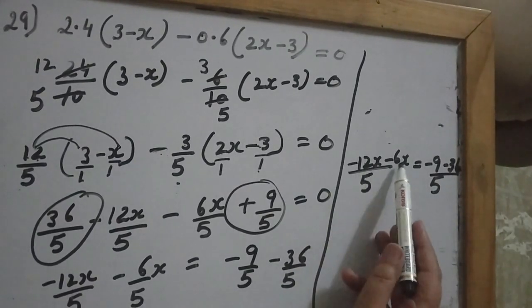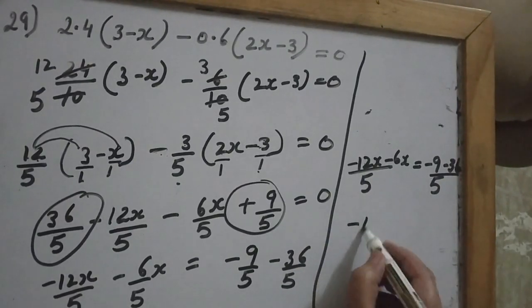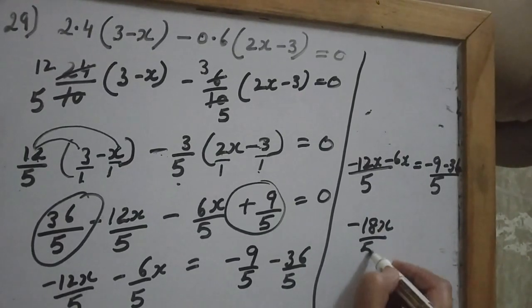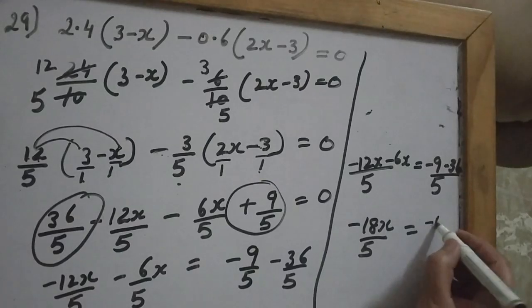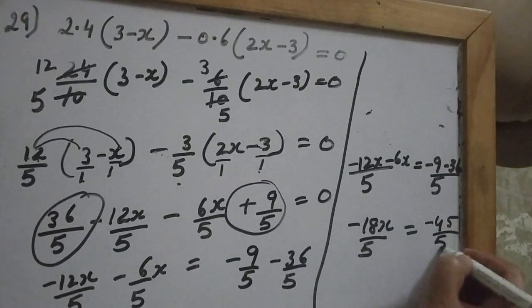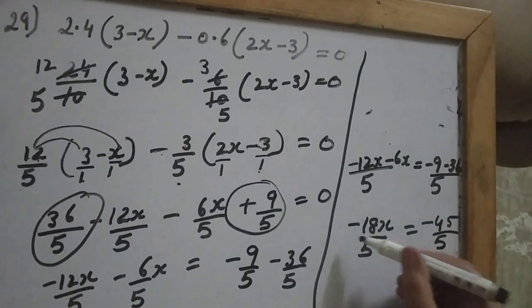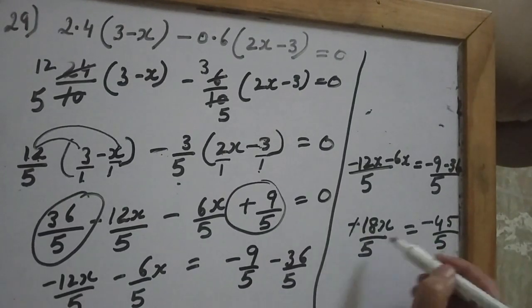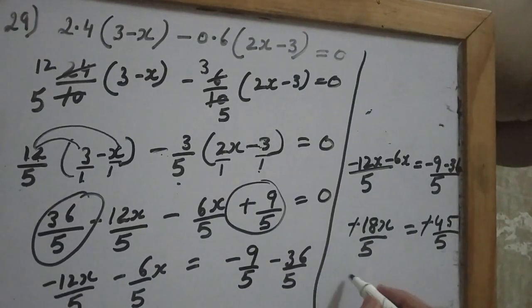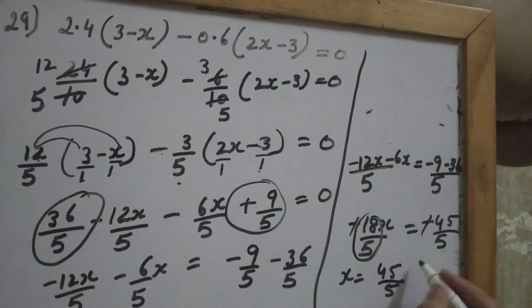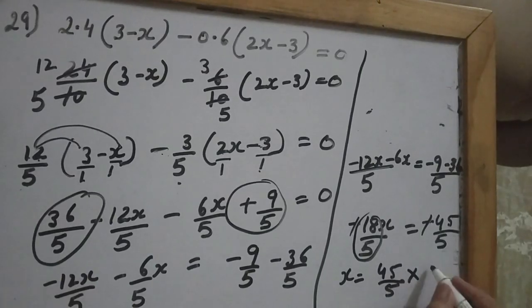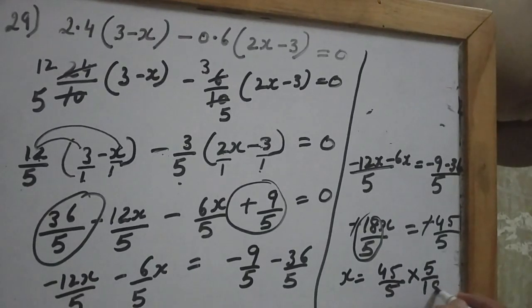Now minus 12x and minus 6x becomes minus 18x upon 5, and this side minus 36 and minus 9 is minus 45 upon 5. Now as I told earlier, when you have negative signs on both sides, they get cancelled. Now x will be 45 upon 5. Now when I shift 18 upon 5 to the other side, it will become multiply 5 upon 18. It will become a reciprocal.